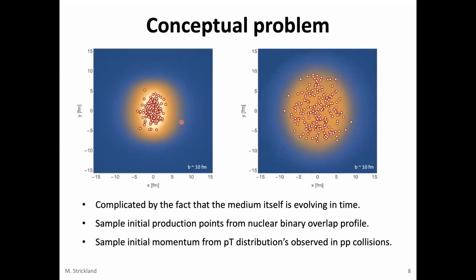The way we sample the momentum is just to use essentially known information from pp experiments to get the initial pT distribution in the lead-lead collision.